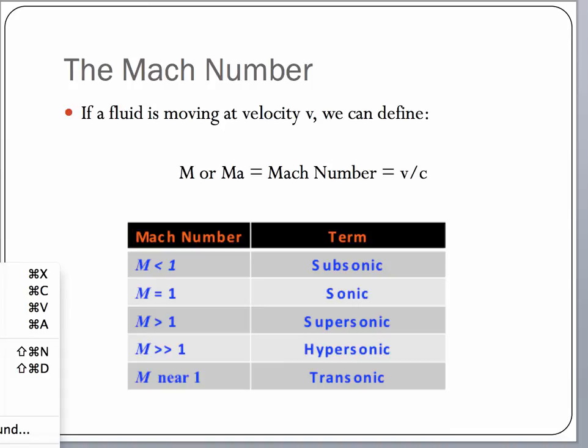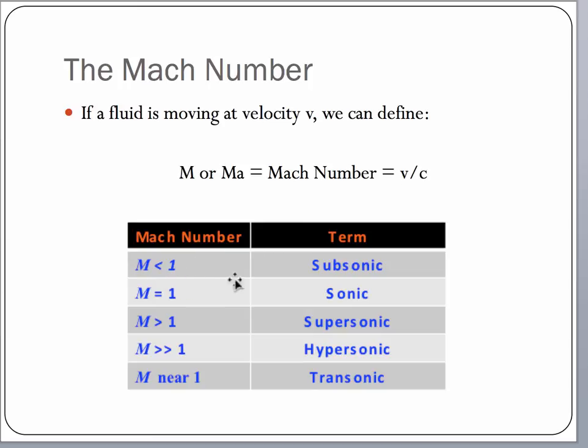I also want to define the Mach number. I think most people have heard of it. It's the velocity something is traveling divided by the speed of sound. You'll have to calculate the speed of sound on a case-by-case basis, but if I do that, it's very simple to take this ratio. It's going to be a unitless number.